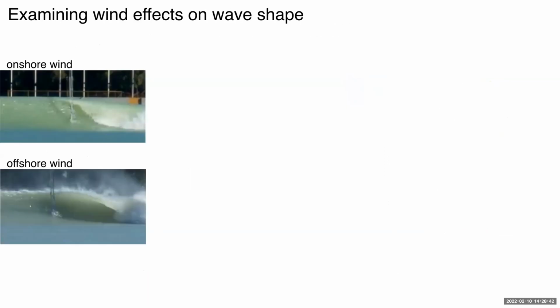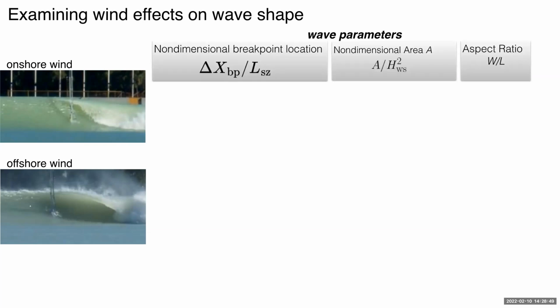Okay, so now to examine the wind effects on wave shape, and again, here's the sample onshore wind and offshore wind. We have 3 wave parameters: the non-dimensional breakpoint location, so this is the change in the breakpoint divided by the surf zone width, which is about 20 meters surf range. The non-dimensional area, which is the area divided by the wave height squared, and the aspect ratio, W on L. And we've got a non-dimensional parameter for the wind speed, this U_W on C.